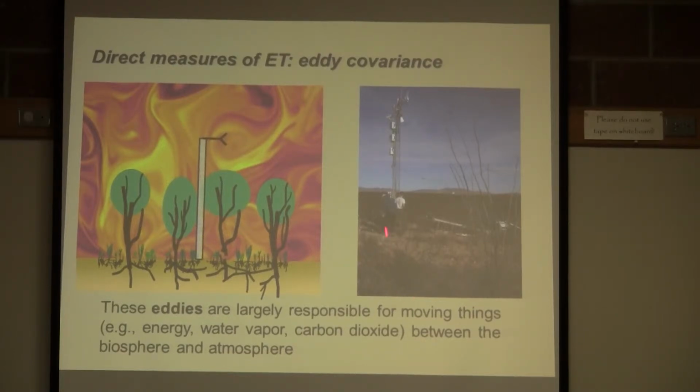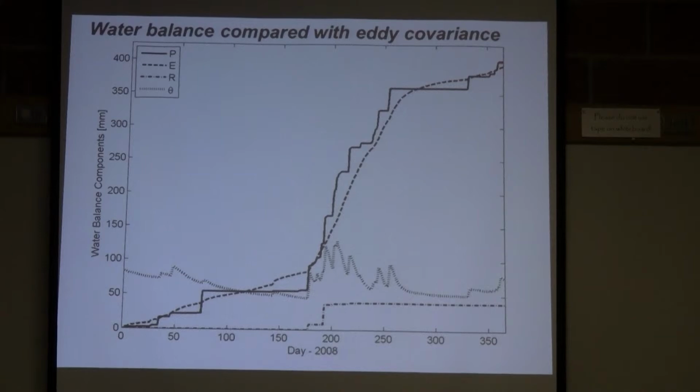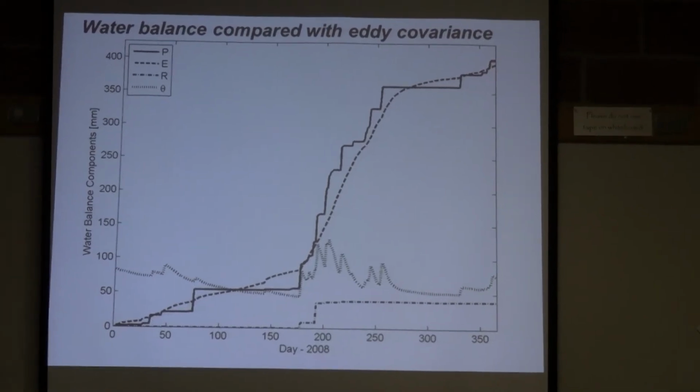Here's just an example of a flux tower in real life out at our shrubland site in Lucky Hills. And we have these fancy instruments on top that do a lot of work for us to try to quantify evapotranspiration. And this is an example of the water balance versus the flux tower measurement of evapotranspiration. So this is for a whole complete year. I believe this is at a Kendall grassland site.